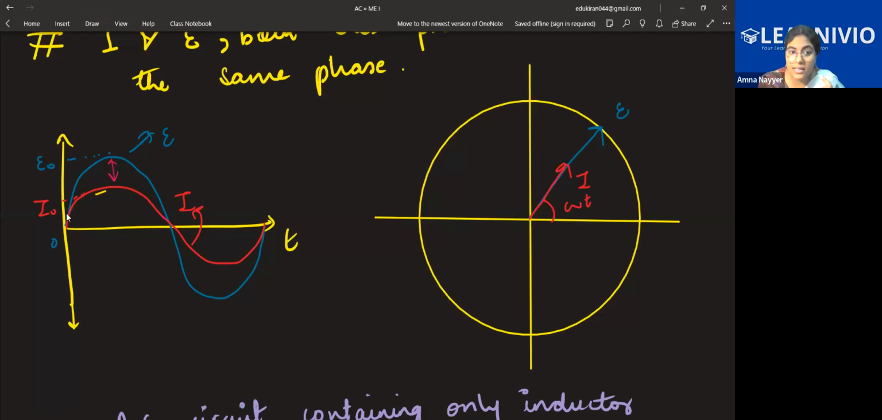This angle, the overlapping here. The angle is 0 between them. They are exactly overlapping. This shows the magnitude's difference. The angle between the waves is the same. But is it necessary that the value of EMF and current will also be the same?